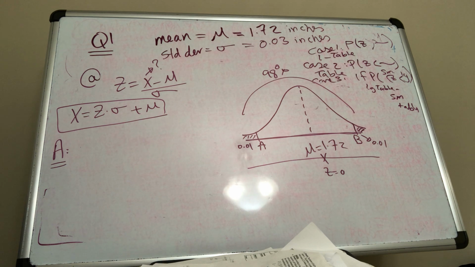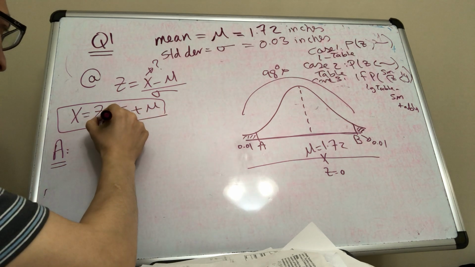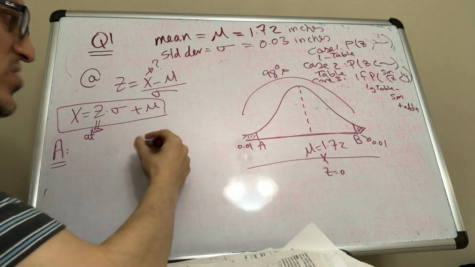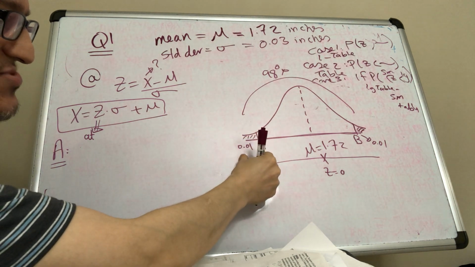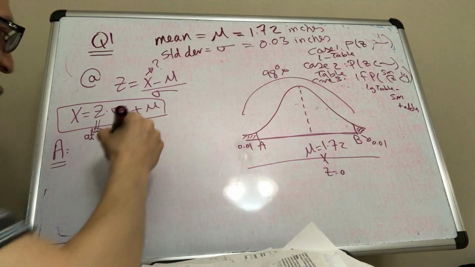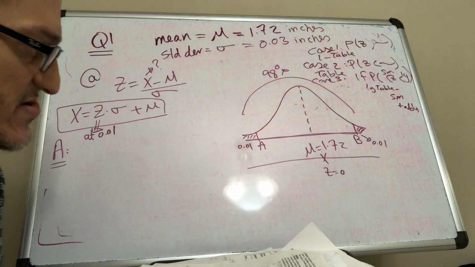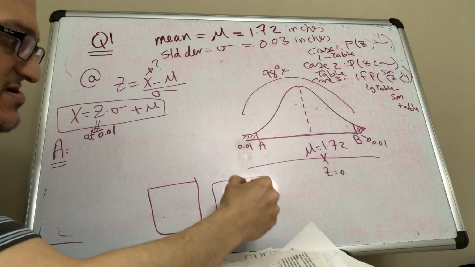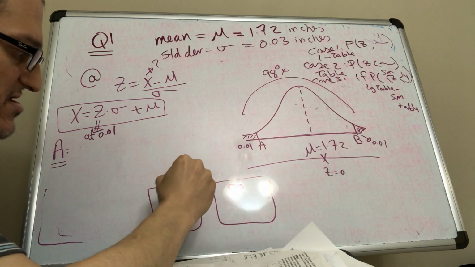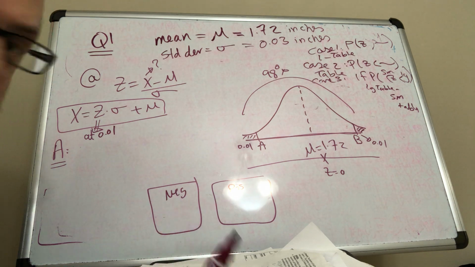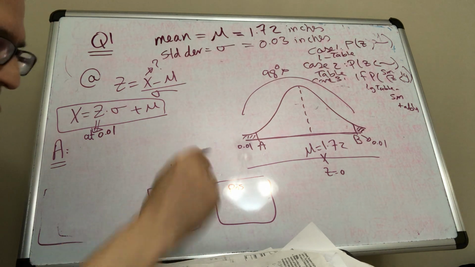Okay, so to do it for A, what we need to do is find what z is at 0.1. So you always look at the percentage from the left. To get to A, you need to cover 0.1. You go to the z table, so you'll see the two pages. This is the positive, this is the negative. And when your percentage is less than 50%, you'll be looking at the negative.